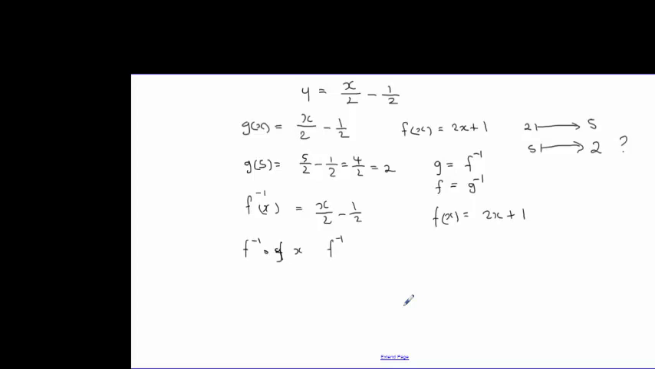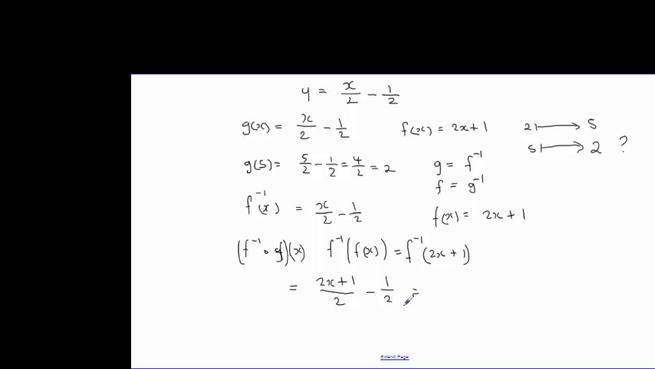F inverse after, we have evaluated what? F. What do we mean here? We're evaluating f inverse at 2x plus 1. What does f inverse say? F inverse says whatever I pick, I divide by 2, so 2x plus 1 divided by 2, and then I subtract half. That's the language of f inverse. Sorry, I forgot to put brackets here.